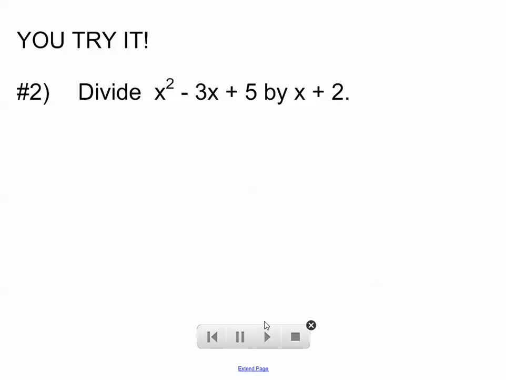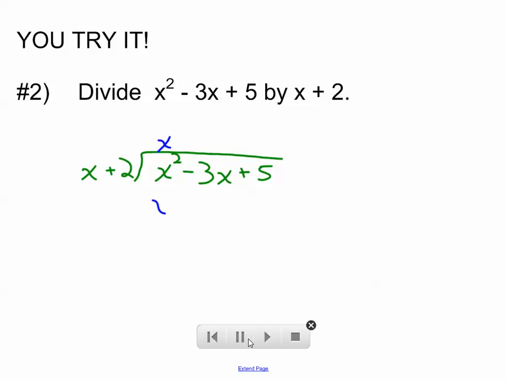Okay, try this one. You're going to need to use long division. Press pause, and when you're ready to see my solution, press play. All right, so we're going to go x squared minus 3x plus 5, and we're going to divide it by x plus 2. So we ask ourselves, x times what is x squared?